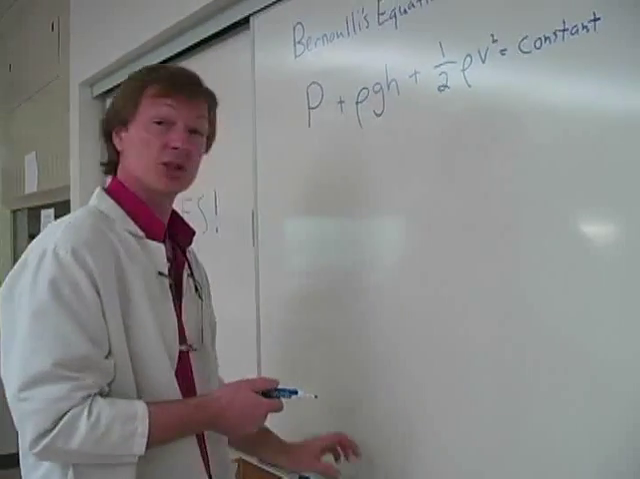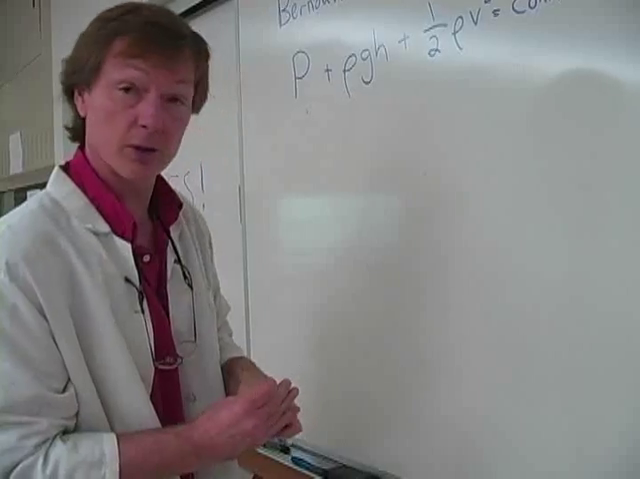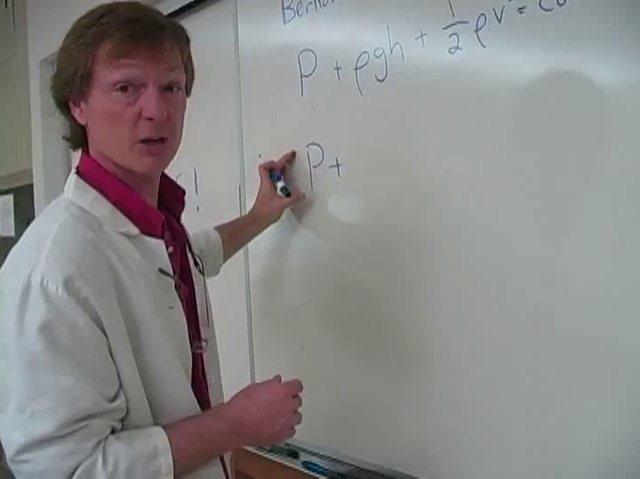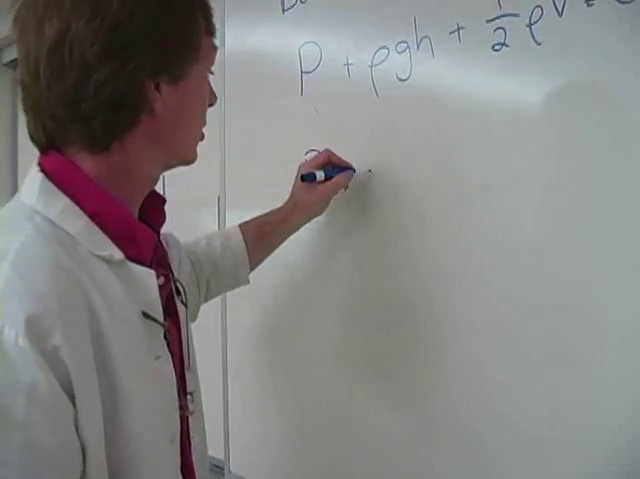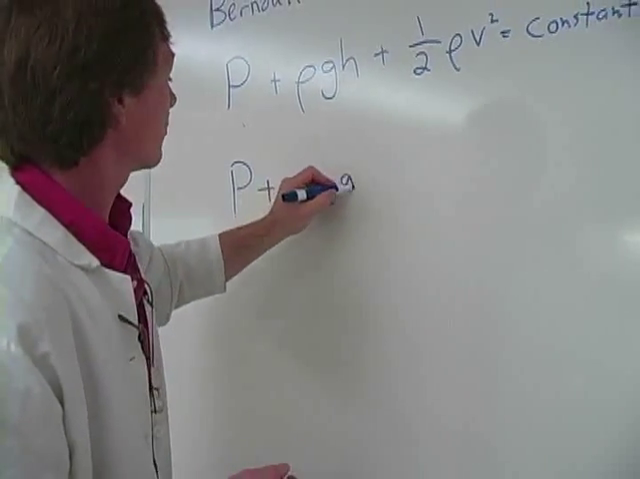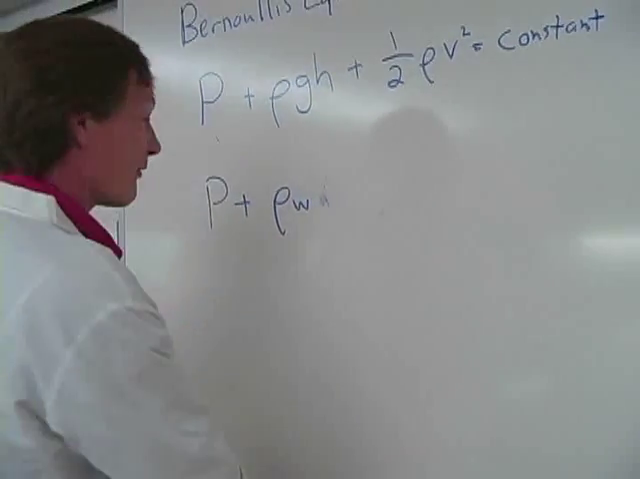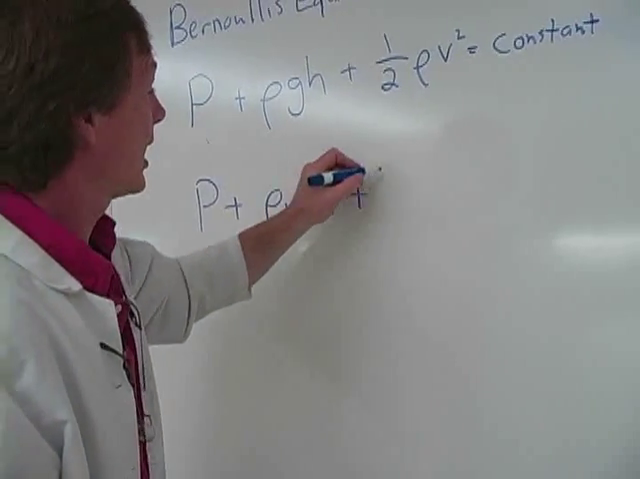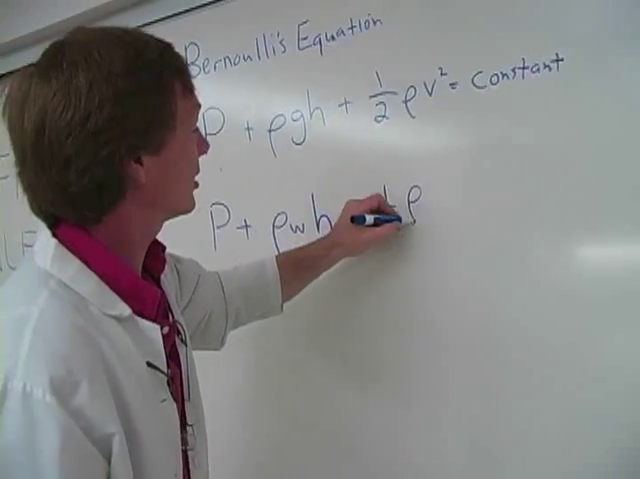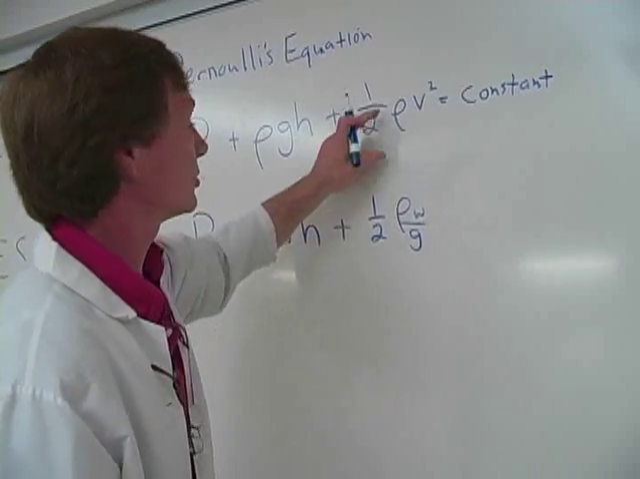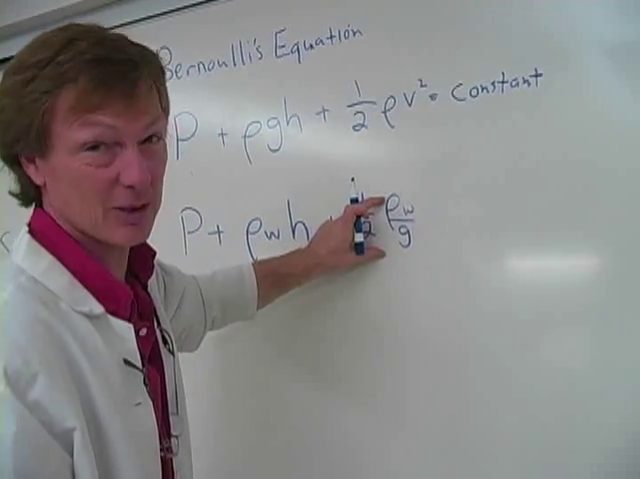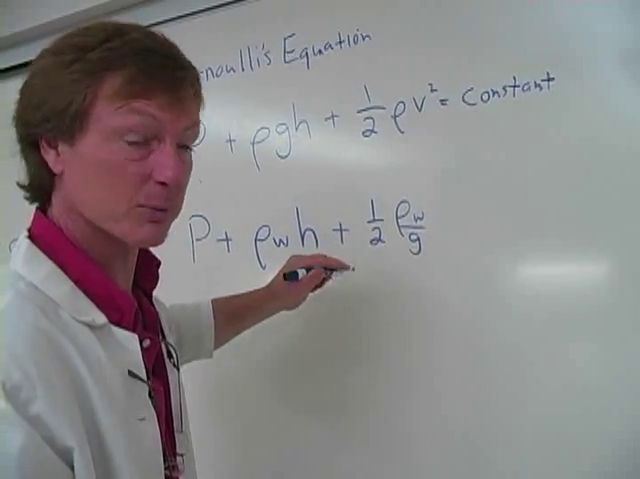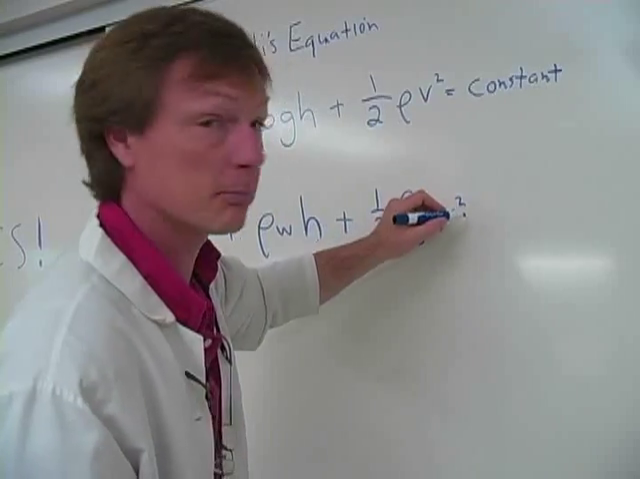Before I go on, let me just give you what you'd have for Bernoulli in English units. You'd have pressure still, but instead of newtons per meter squared, it'd be in pounds per square foot, for example. Weight density, instead of mass density, in the English system. And here you'll have weight density over gravity, because you've just got mass density. So in the English system, we take the weight density, pounds per cubic foot, divide by gravity, 32 feet per second squared, and multiply it by the velocity squared.